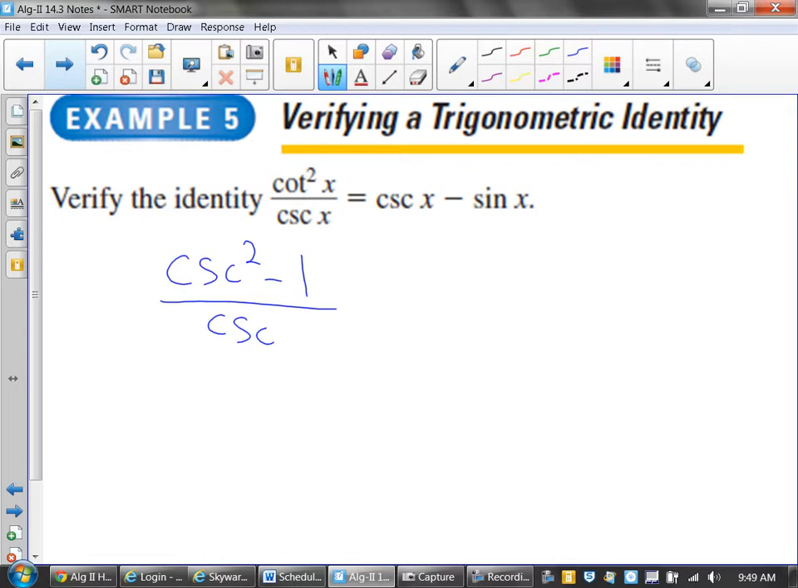Cotangent, remember how 1 plus cotangent squared is cosecant squared? Yeah. So what I did is I just moved, I got cotangent squared by itself. Oh, so you just subtracted. Yeah.